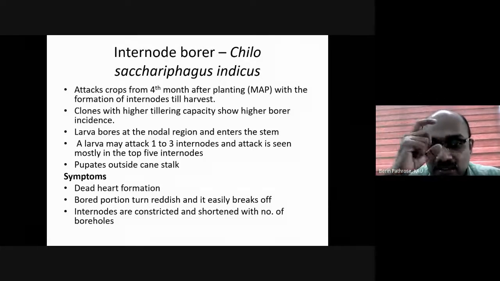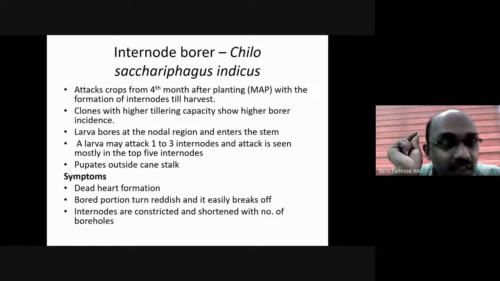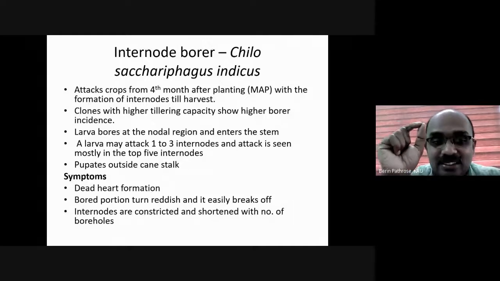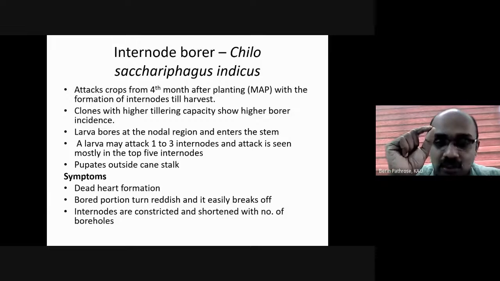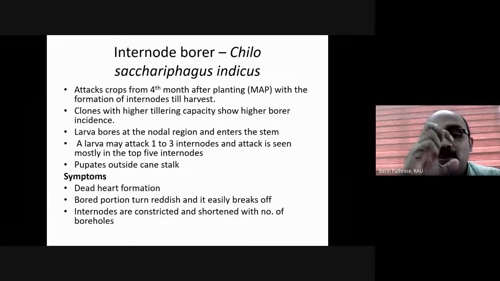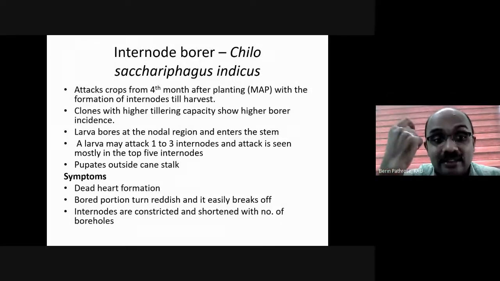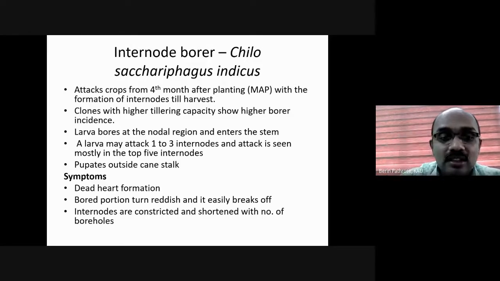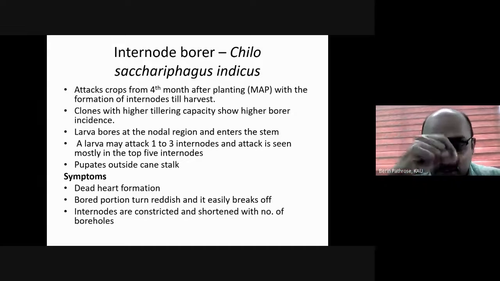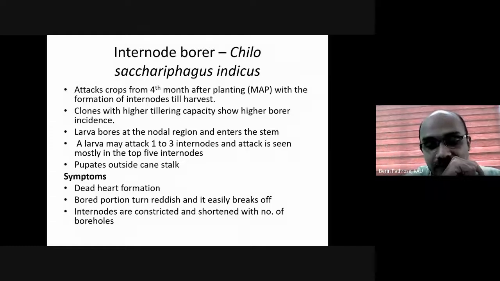And another thing, as the name indicates, it is a borer of the internode. So the pest attacks the internode. By the fourth month, the internode starts forming. The cane starts elongating. At that time only, it will attack. The pest bores into the stem, the sugarcane stalk, near the nodal region, and enters into the stem. I will show the pictures.